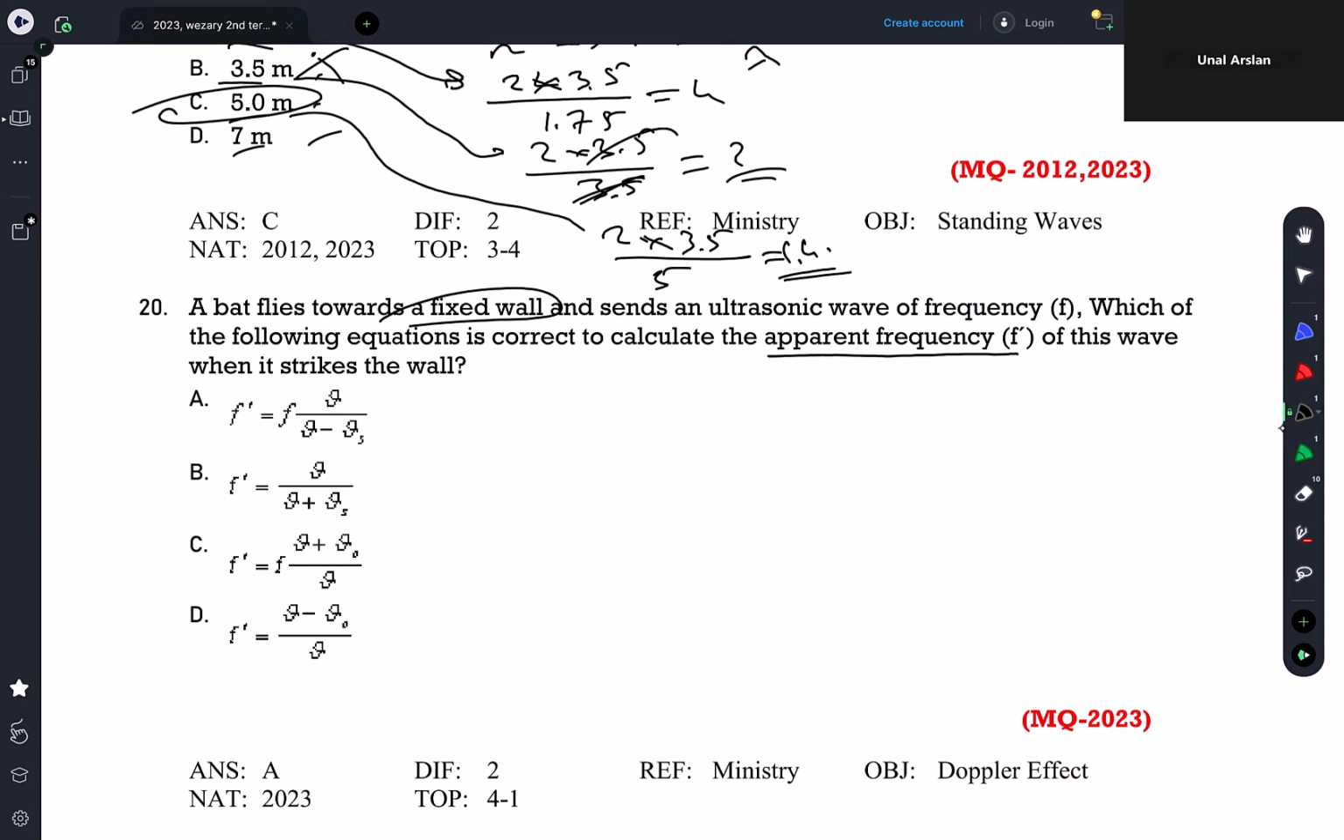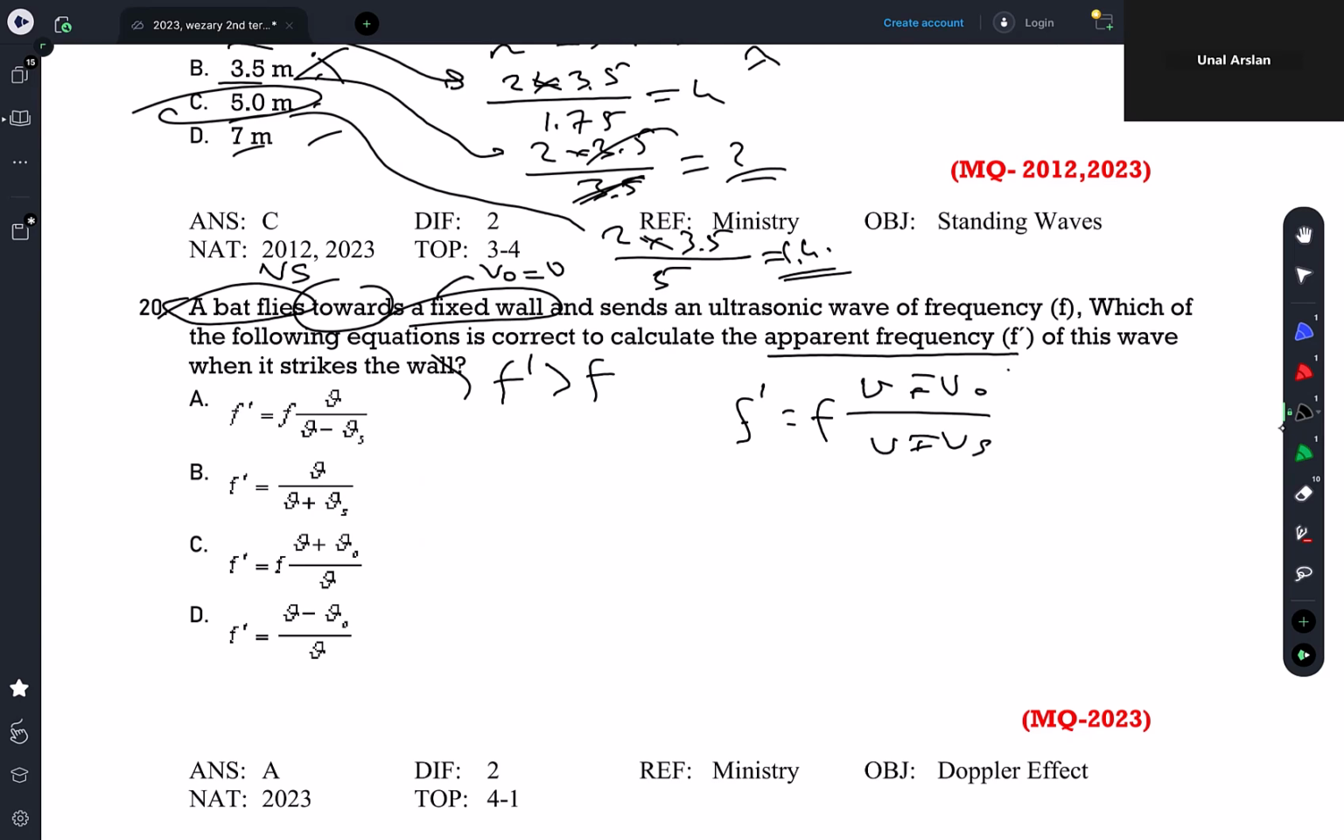So we're going to consider the wall as an observer, so it's fixed, so the observer's speed is 0. And a bat flies towards the wall, so the bat is the source. It's approaching, which means f prime must be greater than f. So I'm going to write the f prime equation: f prime equals f times (v plus or minus vo) divided by (v plus or minus vs).